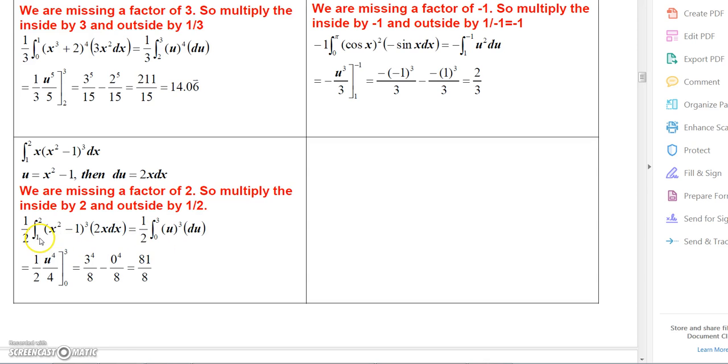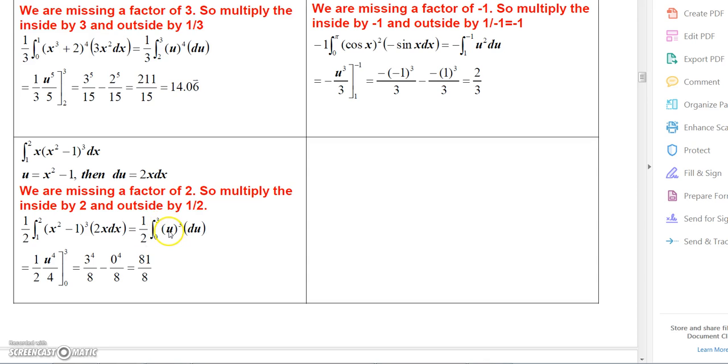And then I have to change the limits, so I plug 1 in up here for x, and then 1 squared minus 1 gives me 0, and then when I plug 2 in up here for x, 2 squared minus 1 is 3, so the u limits would be from 0 to 3.